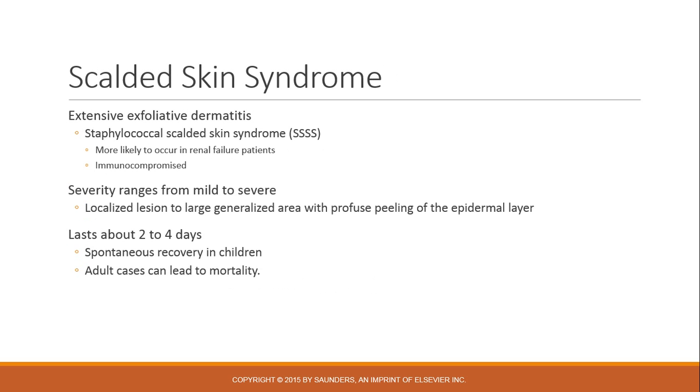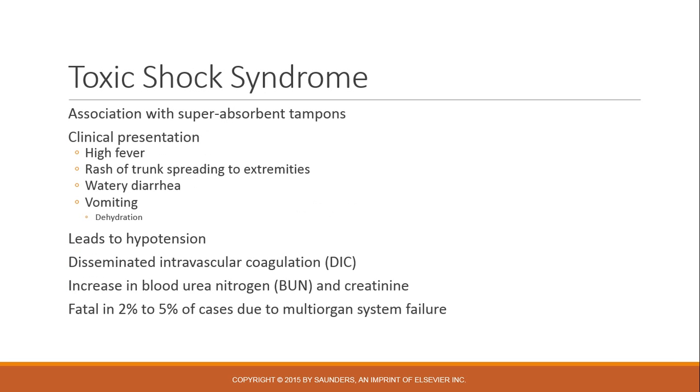What else? Extensive exfoliative dermatitis. So this is that skin infection that we had talked about with that toxin, and we can see it in renal failure patients most often, but we can also see it in immunocompromised patients, and basically it looks like all the skin's coming off in their bodies. Infections can be from mild to very severe. These can last a couple of days. Usually children recover, whereas adults usually tend to pass away.